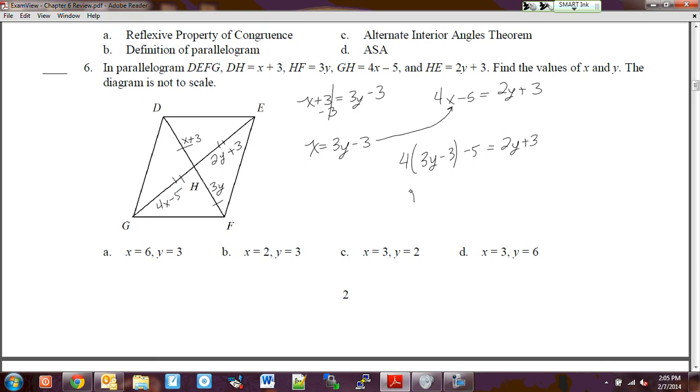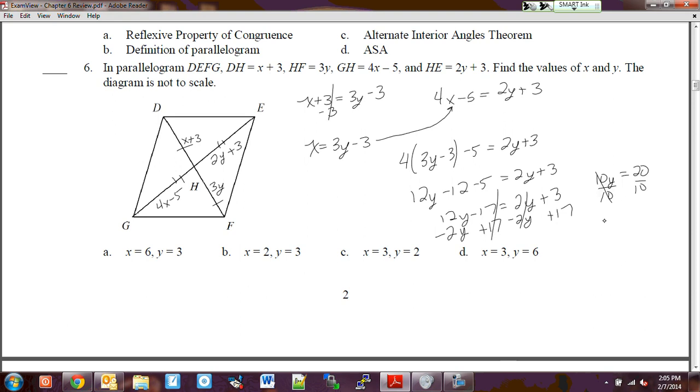Do the distributive property. 12y minus 12 minus 5 equals 2y plus 3. So 12y minus 17 is 2y plus 3. So subtract 2y from both sides, add the 17 to both sides. So 12y minus 2y is 10y equals 3 plus 17, which is 20. Divide both sides by 10. So y equals 2. So that rules out this one, and this one. So that means our answer has to be C.